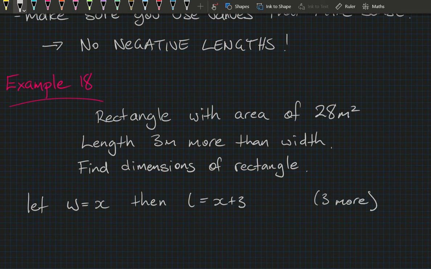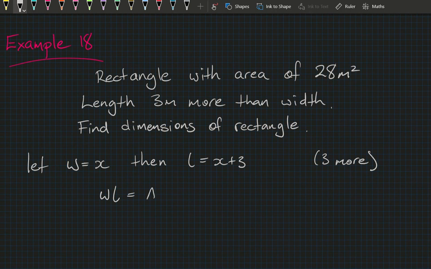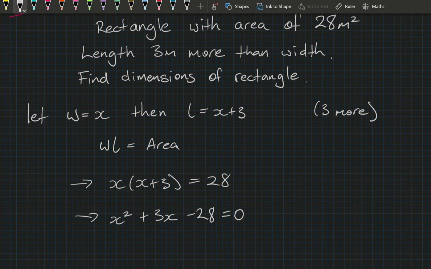Now, because width times length equals area, then subbing in x for w and x plus 3 for length, and remembering that the total area is 28, we then need to expand this to get a quadratic, and I have already moved the 28 over, and this quadratic x squared plus 3x minus 28 is how we prepare to solve the quadratic.